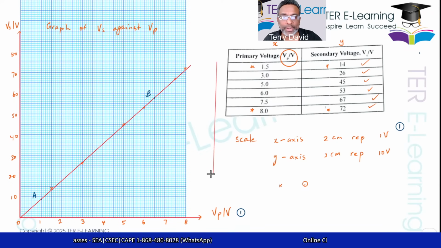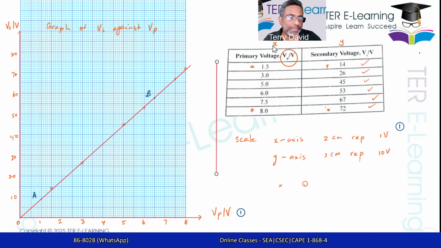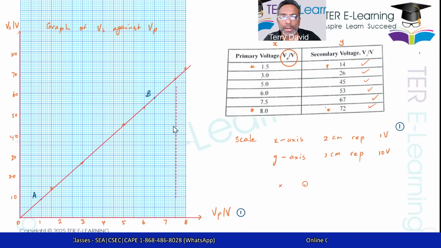So what I'm going to do here, and by the way, you're getting a mark for this, so please do it in the exam. You need to show CXC that you are drawing a triangle, completing a right angle triangle here.